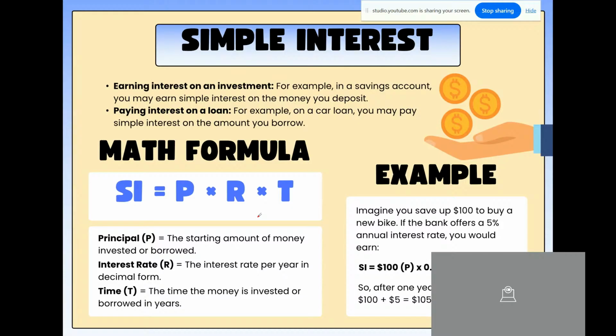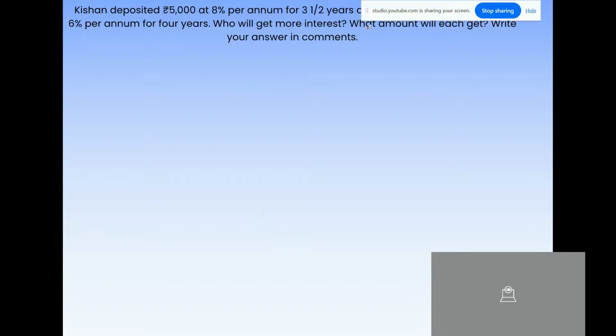So let's move on. This was the question. I had given you this question yesterday also in the post to solve. So let's have a look at this and see what the answer would be. The question says Kishan deposited rupees 5,000 at 8% per annum for 3.5 years, and Suhail deposited 5,000 at 6% per annum for 4 years. Here they both have different rates of interest and different tenure, different time also. So what amount will each get? Write your answer. Okay, so this was the question.